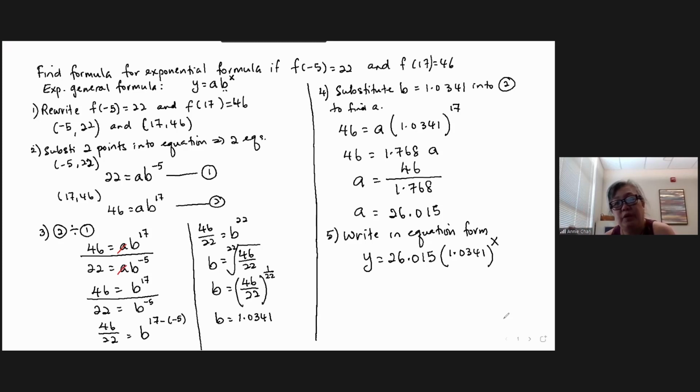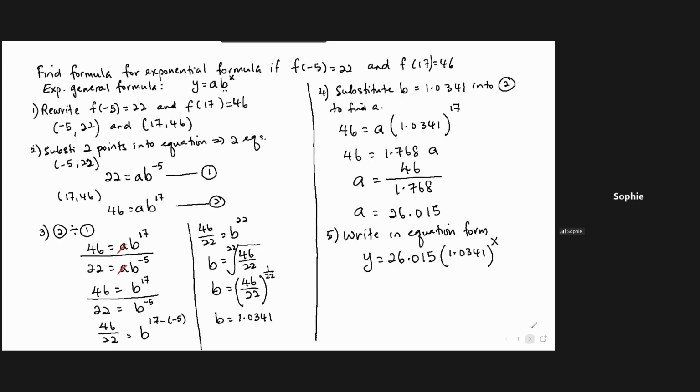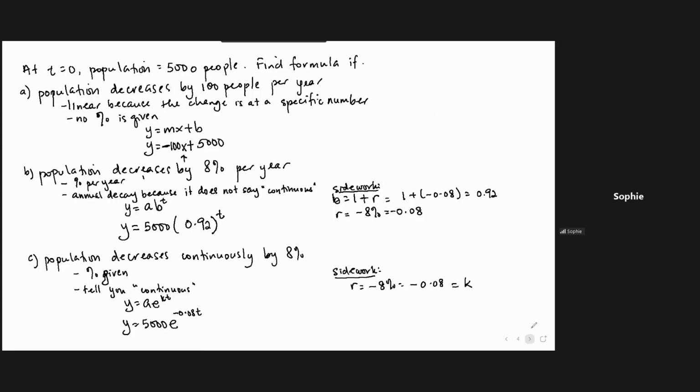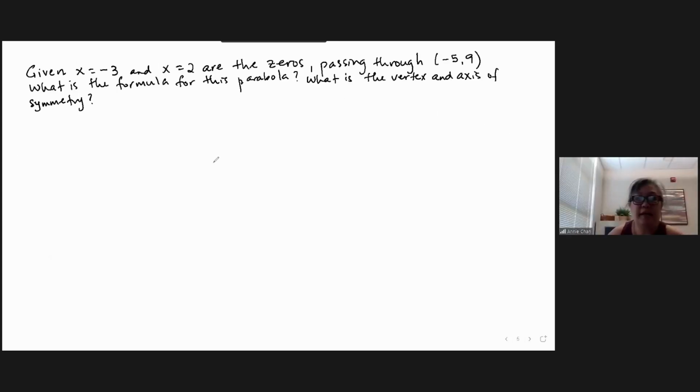The reason why the one previously was so simple was because it's about the same thing. Okay. Moving on. All right. We're moving on to finding a formula for a parabola.